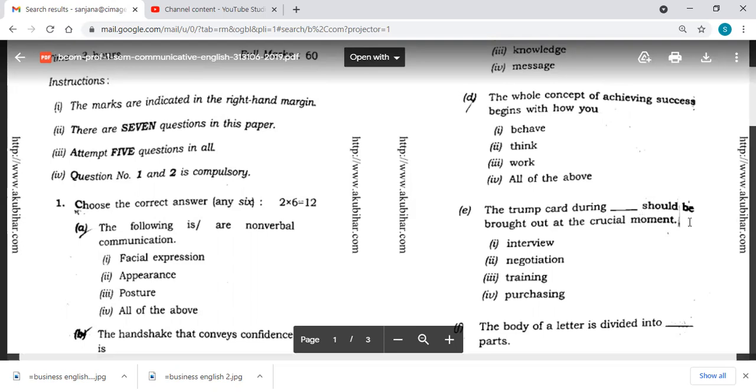तो ट्रम्प कार्ड आप हर वक्त नहीं निकालते. You keep it aside. That is the strongest weapon which you have. Yes, the strongest point which you have, the strongest attribute which you have, जो कि it never fails.